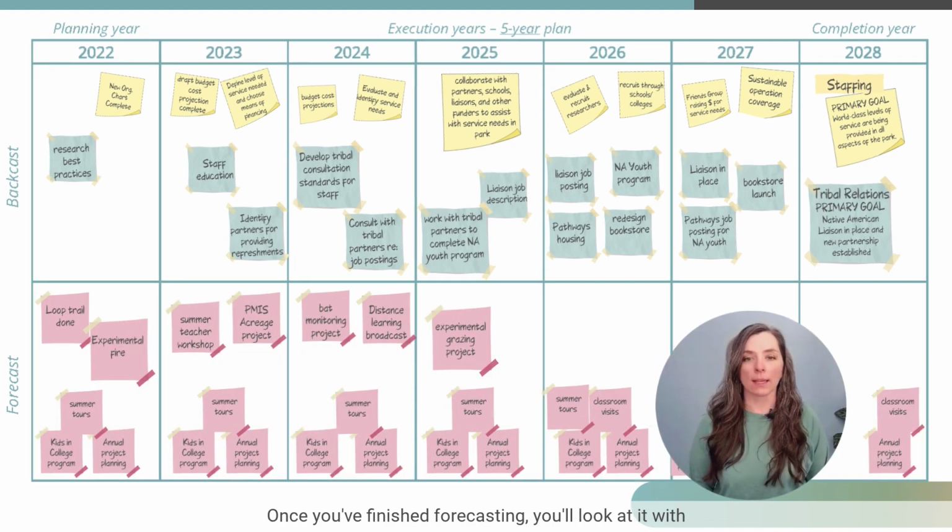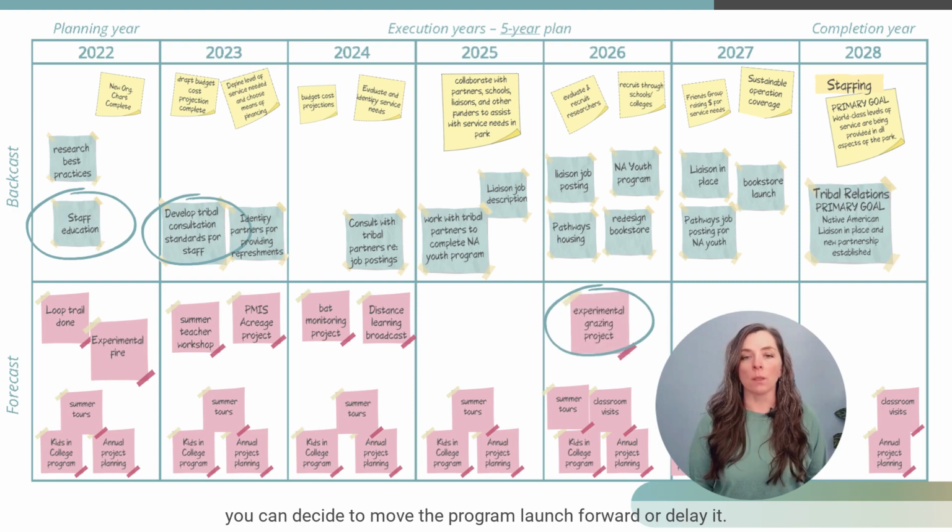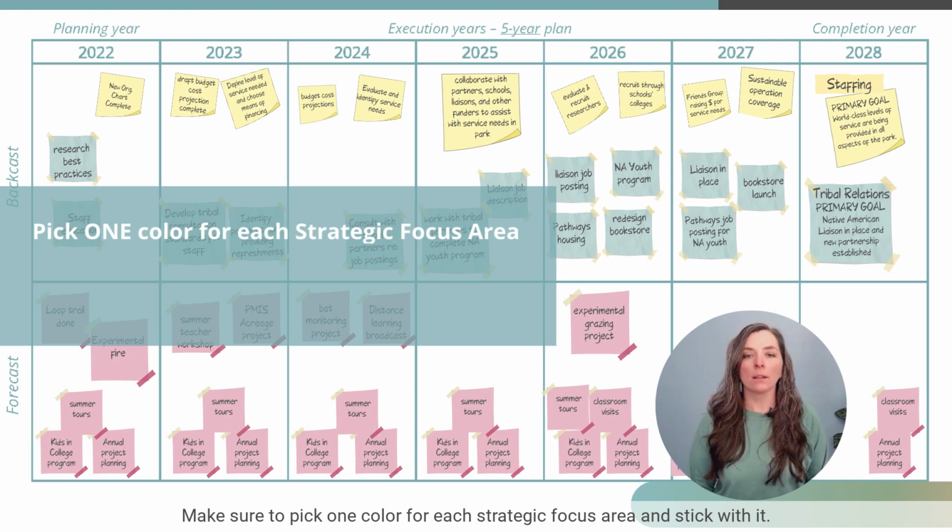Once you've finished forecasting, you'll look at it with your backcasts and look for the pinch points. Where do you need to make adjustments? For example, if you're already planning to launch a new program in 2025, but the workload demands between the forecasted work and the backcasted work seem unreasonable, you can decide to move the program launch forward or delay it. Make sure to pick one color for each strategic focus area and stick with it. This will pay off when you need to transfer the work from the wall to a document.